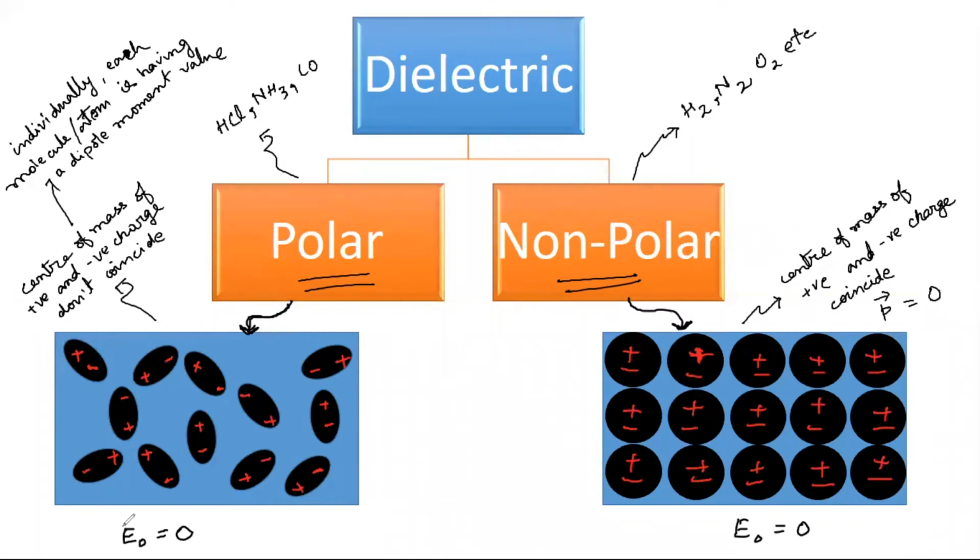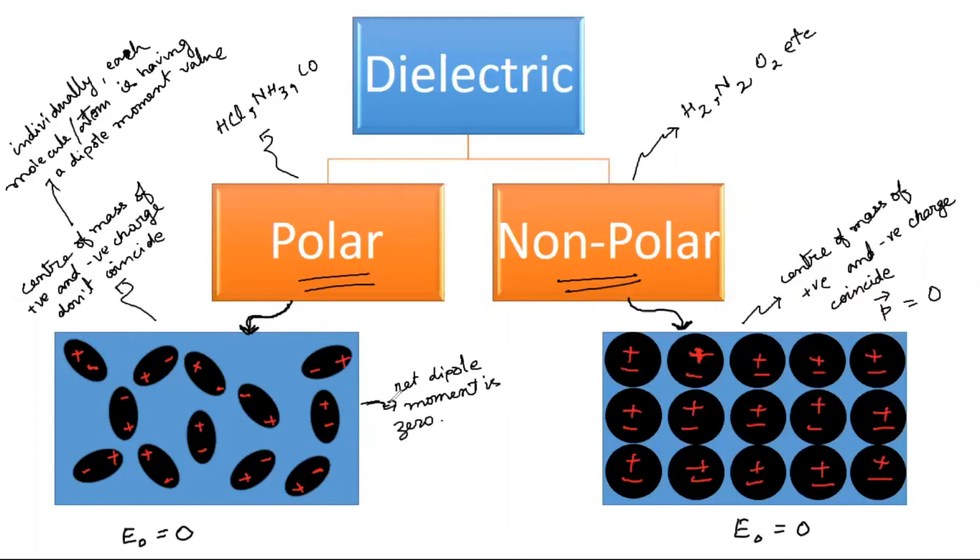As you can see very clearly, each molecule is randomly oriented, right? So the net dipole moment gets cancelled, and hence the dipole moment for a polar molecule also is 0. All right. So net dipole moment is 0.